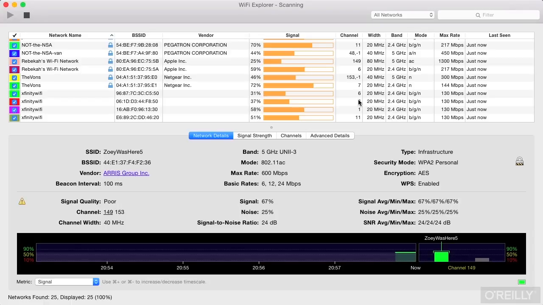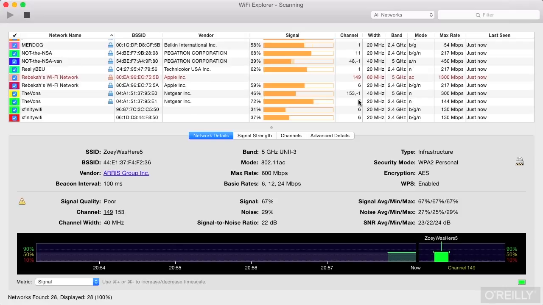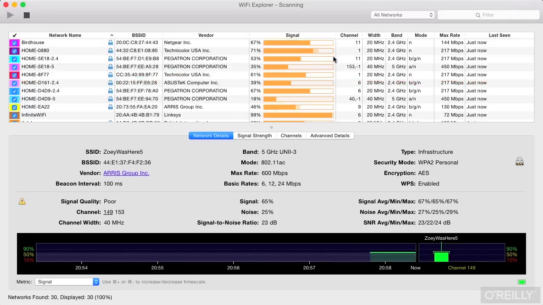We're going to take a look at a macOS utility that can be used to give you a lot of information about wireless networks that are in your area. This one is actually called Wi-Fi Explorer. What it does is it looks for all of the wireless networks that are broadcasting in your area and then provides a really useful way of looking at that information really quickly.